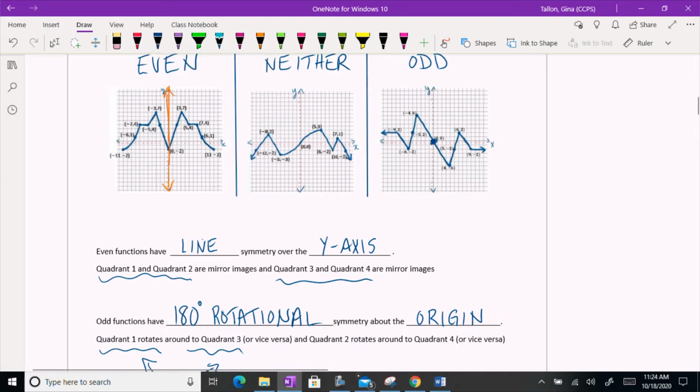Okay, so here's quadrant 1, 6, 2. If I rotate this 180 degrees, I would come here to negative 6, negative 2. Or I could think of taking negative 6, negative 2 and rotating it 180 degrees and coming up with 6, 2. Whichever point you start with, you're going to end up with its corresponding image in the opposite quadrant.